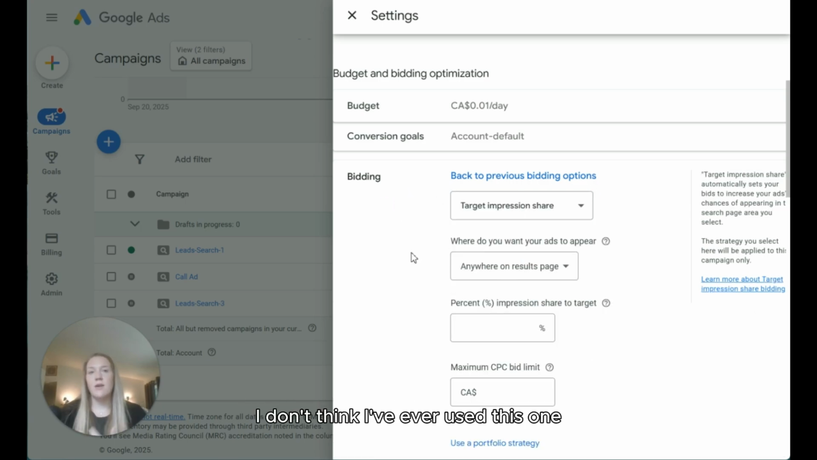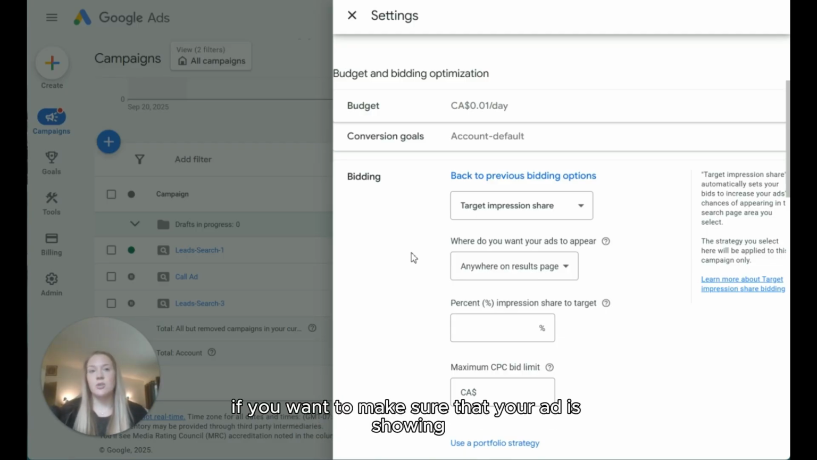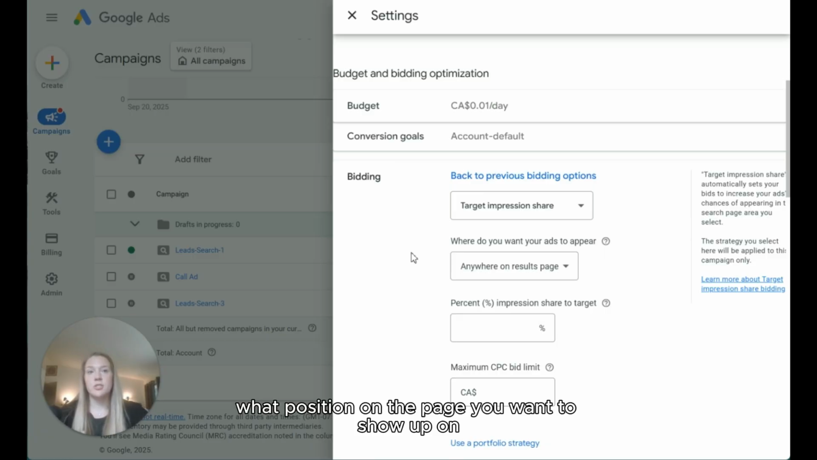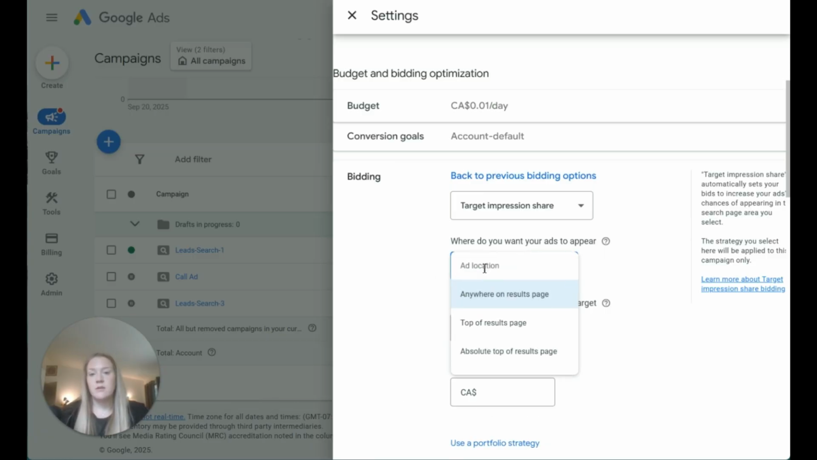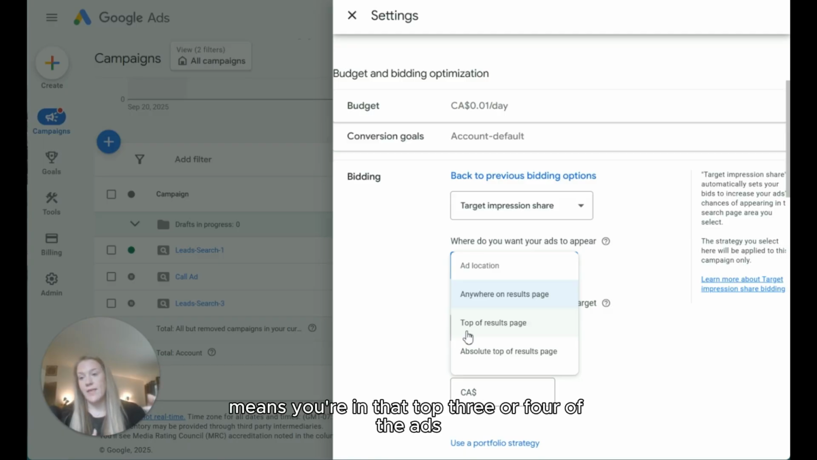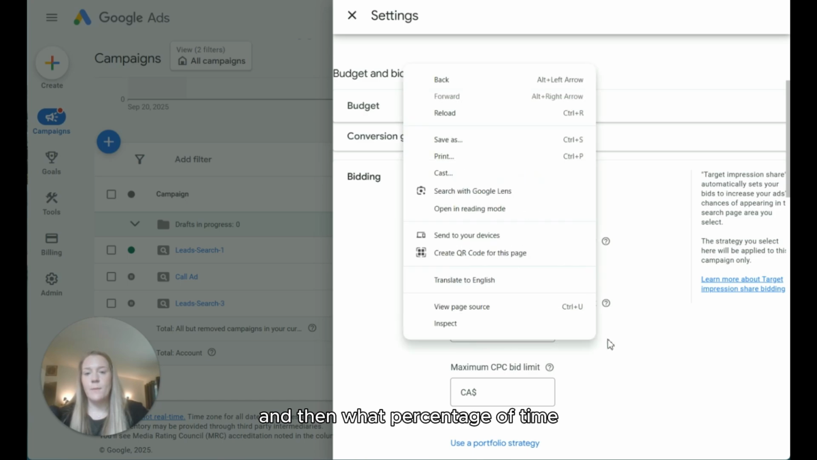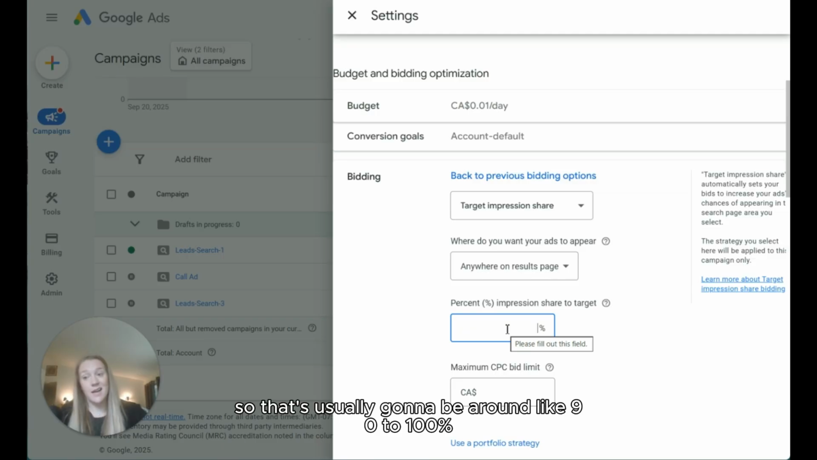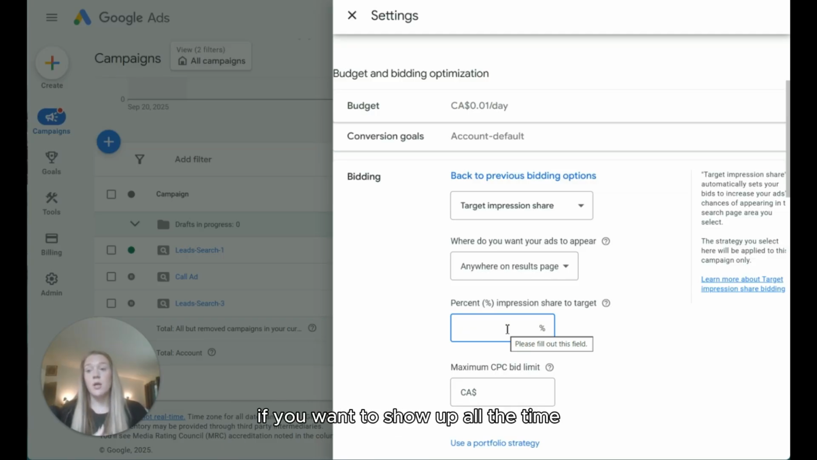Then the next one is target impression share. And this one, honestly, I don't think I've ever used, but it's good if you want to make sure that your ad is showing all the time on certain searches, like your brand name. So you can essentially tell Google what position on the page you want to show up on and how often. So do you want to be at the top of the results or the absolute top of results, which means spot number one? Top results means you're in that top 3 or 4 of the ads that are showing just at the very top of the page. And then what percentage of time or impression share you want to get.